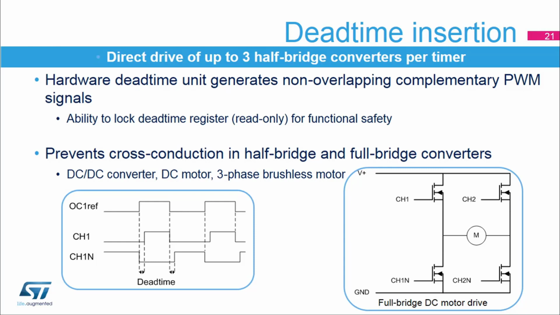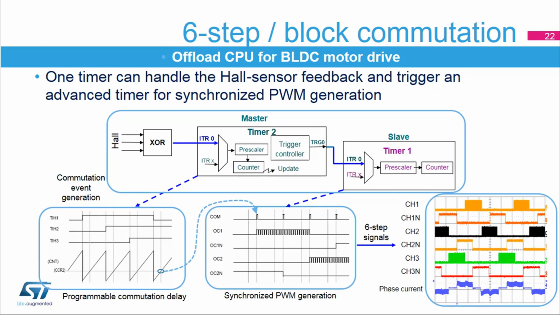Half bridges are usually found in DC to DC converters. For DC or stepper motor drive, the full bridge topology shown here is used, and for 3-phase inverters, 3 PWM pairs. This slide shows how the 6-step drive, also called block commutation, is managed with the STM32 timer. It consists of chaining 2 timers, one handling the 3 Hall sensor signals, while the other manages the PWM generation synchronized with the rotor angular position, generating 6 successive steps.